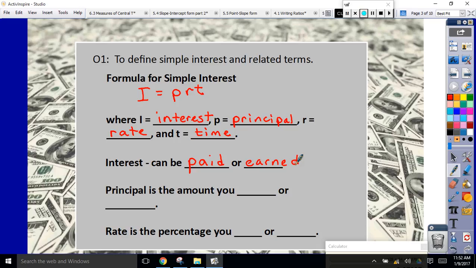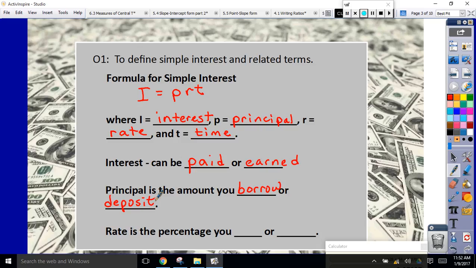Principal is the amount that you borrow or deposit. So say I was going to buy a car and my car cost $11,000 and I'm going to borrow $11,000. That's my principal. Okay? Deposit is how much you put in. So say you have $500 worth of money that you've saved up. You decide you're going to want to put it in the bank. The $500 is your principal.